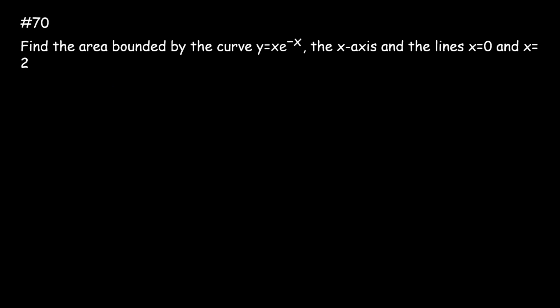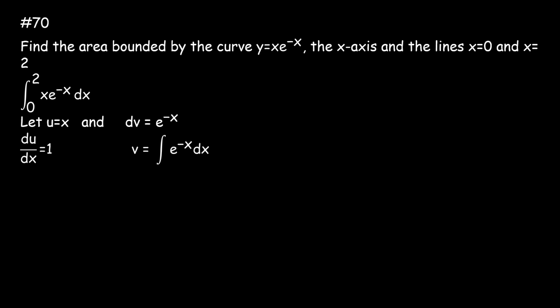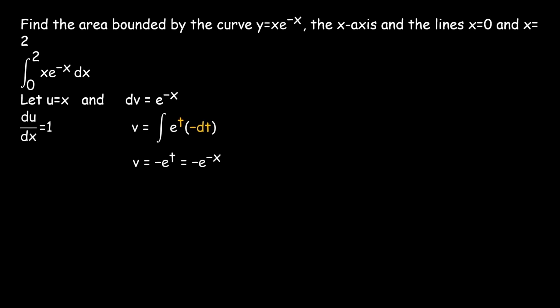Question 70. Find the area bounded by the curve y equal to x e to the power negative x, the x-axis, and the lines x equal to 0 and x equal to 2. So we're going from 0 to 2 of x e to the power negative x, which is pretty simple. Integrating by parts, right? Let u be x and dv be e to the power minus x. In that case, du by dx is 1 and v is going to be negative of e to the power negative x, right? Just like this.